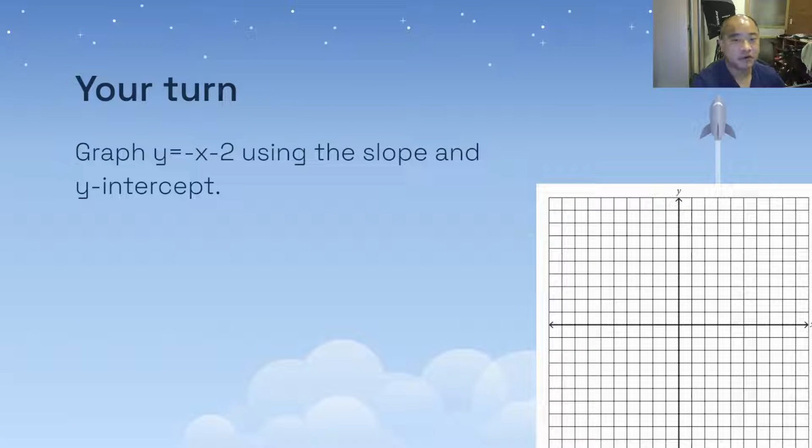All right. Your turn. Graph this using the slope and y-intercept. So the slope, remember, is -1 because there's not a number here. So you can assume that there's a 1 and it's negative. The y-intercept is -2. So here we go. It's -2 right here. The slope is -1, which means we go down 1, we go over 1. We go down 1, we go over 1. And we draw this. Here you have it. There it is.